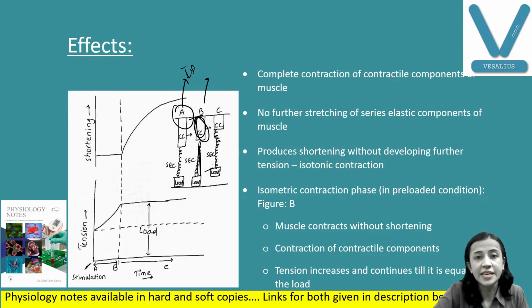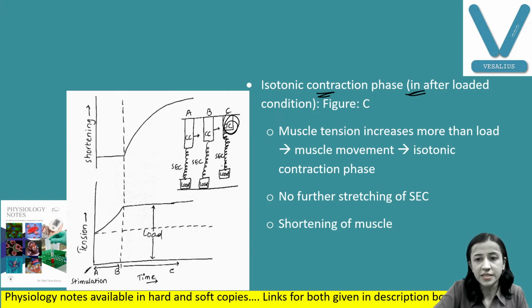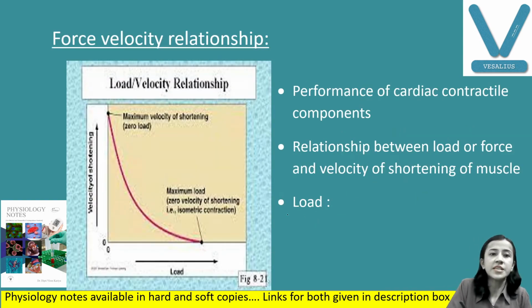And C shows again isotonic contraction in the afterload condition. Contraction of the contractile component is there, but the stretching is not enough and it will not maintain the length. So the contraction is isotonic. Muscle tension increases more than the load and that results in isotonic contraction. No further stretching of the series elastic component is possible. Okay, another is the force velocity relationship.